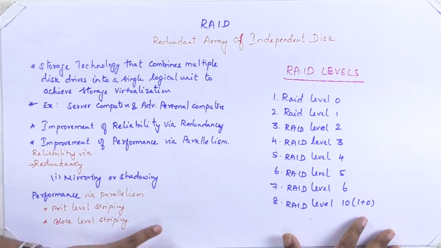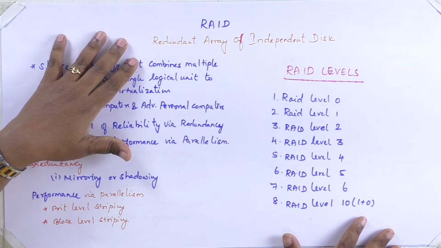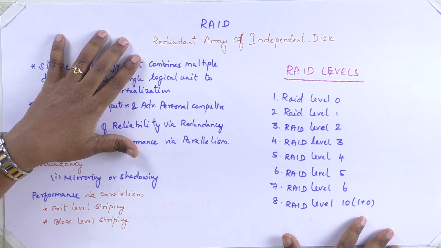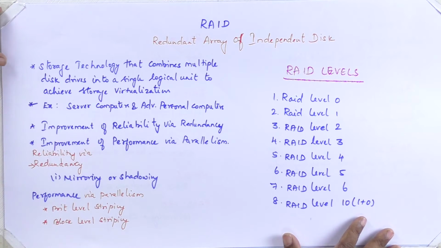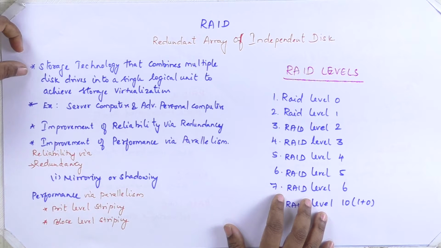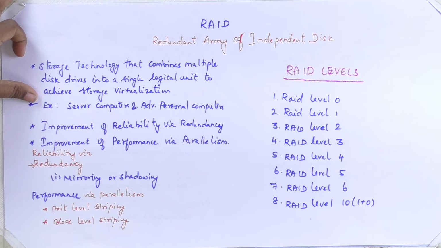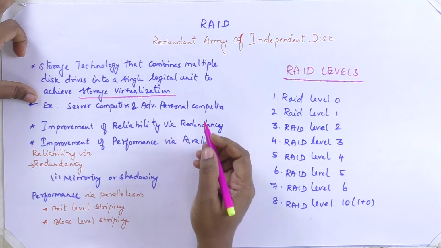So RAID is a storage structure which is used to ensure reliability and performance. The full form of RAID is redundant array of independent disks. Earlier it was inexpensive disks. Now it is called redundant array of independent disks. It is a storage technology that combines multiple disk drives into a single logical unit to achieve storage virtualization. So the concept of storage virtualization is very important, and it is achieved through RAID.